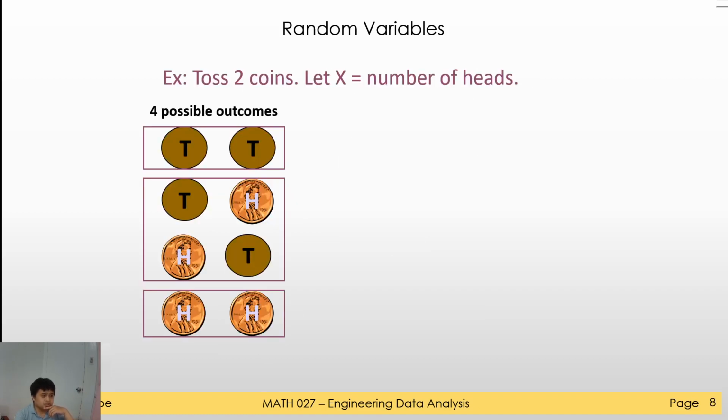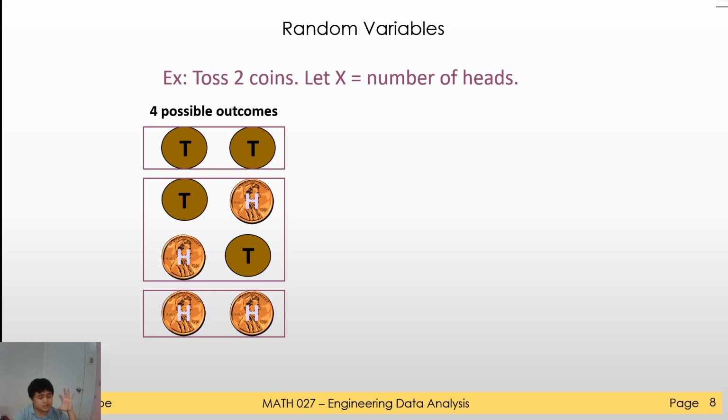Let's consider a new problem pala, ano, sorry. So let's consider a new problem and we want to, let's say, toss two coins. So let x be the number of heads, our random variable. So as you can see here, there are four different outcomes. So it could be two tails, a tail and a head, or a head and then a tail, or both heads. So how do we represent this discrete random variable?